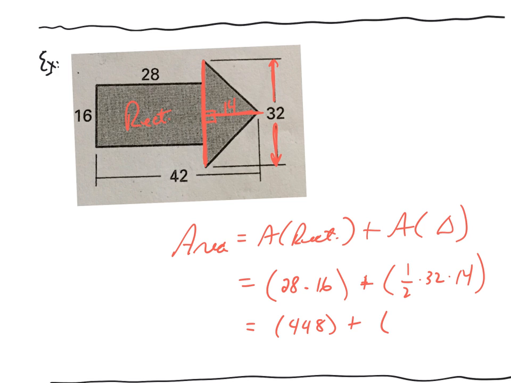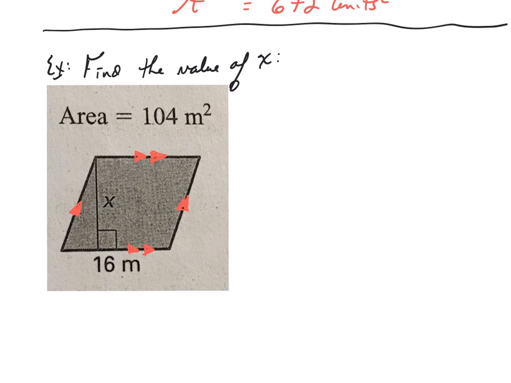And then we just need our calculators. 1/2 times 32 times 14. So again, I'll just calculator that up for you guys. And we get 224 there. And so when I add those together, the area of the rectangle plus the area of the triangle, we get 672. And again, if we don't have units given in the problem, please attach square units to that answer. Okay? All right. And then we're just going to have one more and then call it a day.